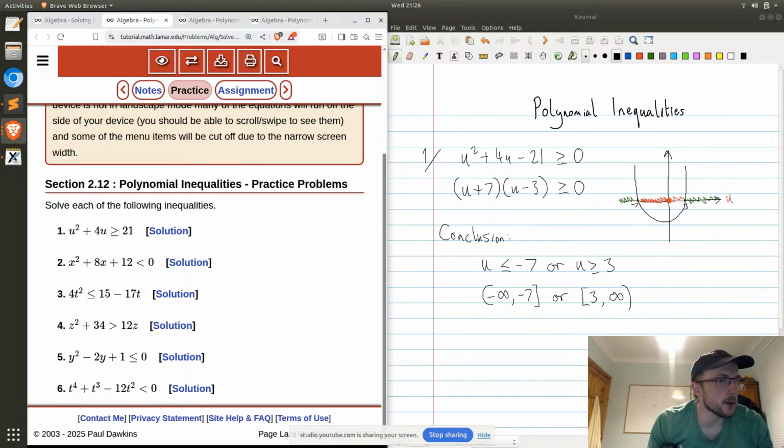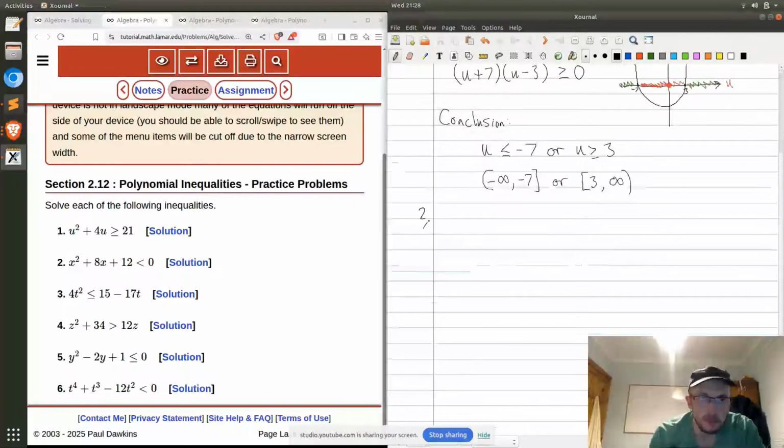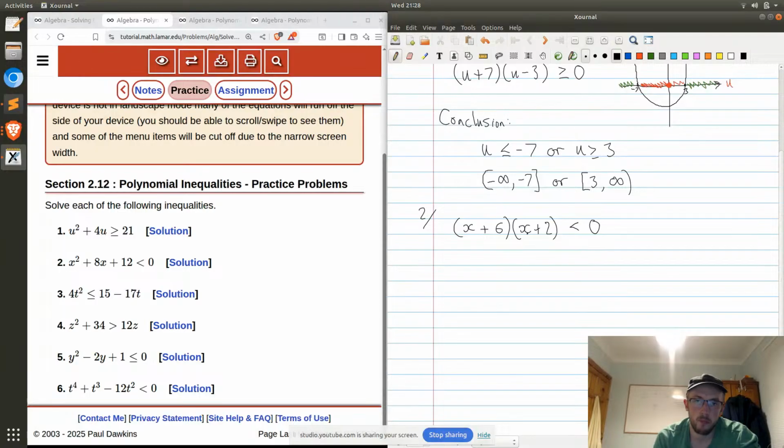Next comes problem 2. So I can factorize this. I can. X plus 6 times x plus 2 is less than 0. So on the number line, we have it cutting through -6 and -2. Okay.